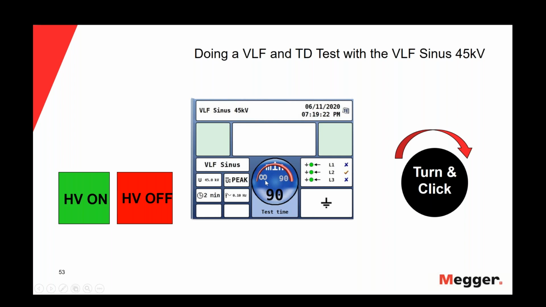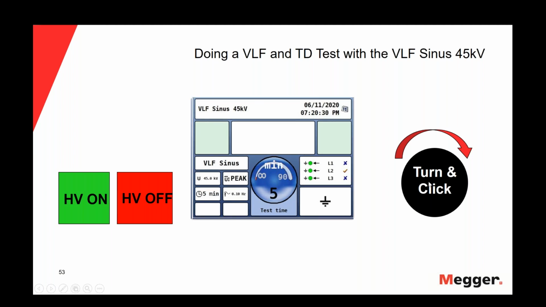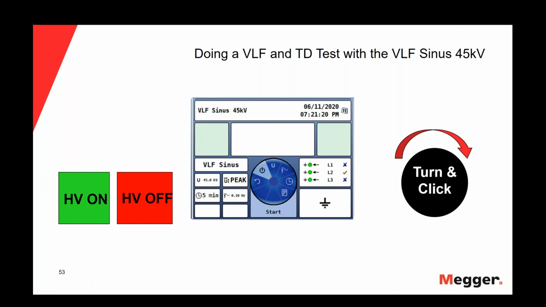For instance, if I decrease the frequency and I need to do a VLF test during maybe 2 or 3 hours, I can leave the unit in infinite and the unit will work for 3 hours. But for this example, I will select 5 minutes. I click on it and I'm ready to start with my VLF test. The only thing I need to do is to press one more time the rotary knob to start the test.